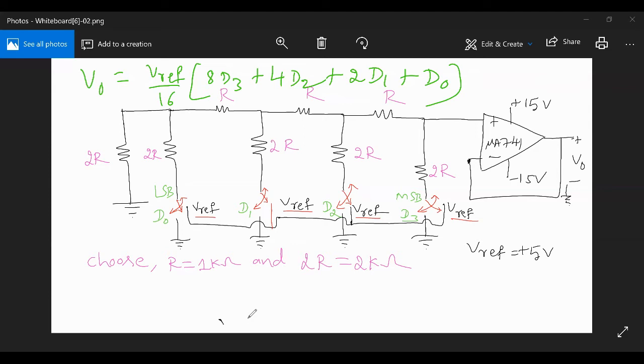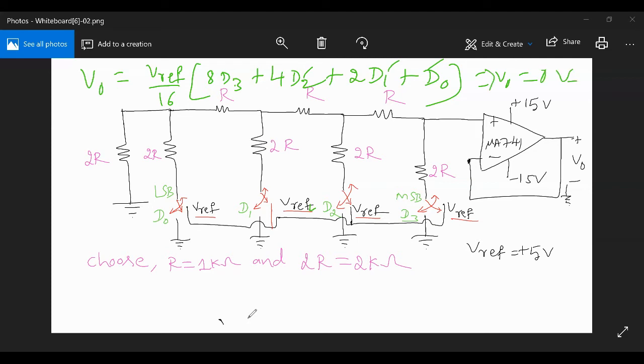Now we can substitute here 0. Suppose for digital input 0, all the bits will be 0. So you can substitute 0, 0, 0, 0. What do you get here? You get V naught equal to 0 volts.